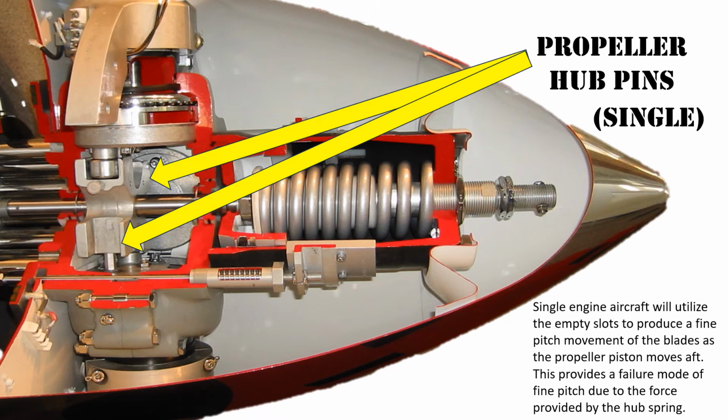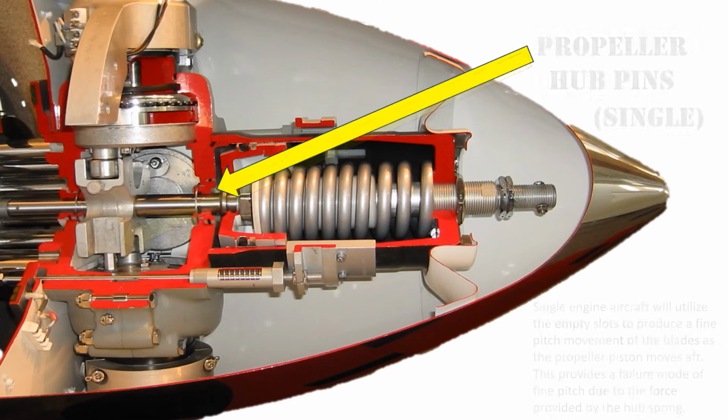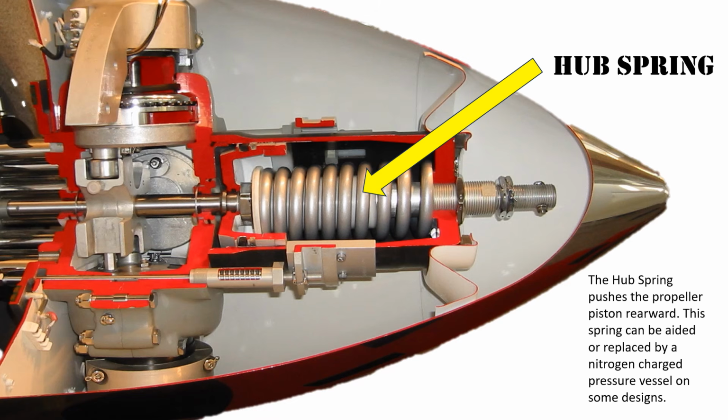Single-engine aircraft will utilize the empty slots shown here to produce a fine pitch movement of the blades as the propeller piston moves aft. This provides a failure mode of fine pitch due to the force provided by the hub spring. The hub spring pushes the propeller piston rearward. This spring can be aided or replaced by a nitrogen-charged pressure vessel on some designs.